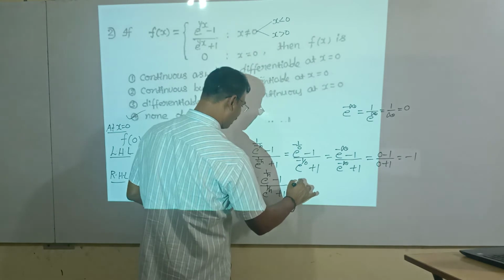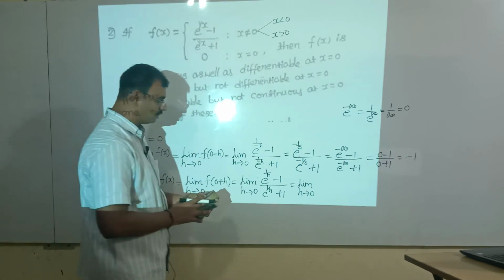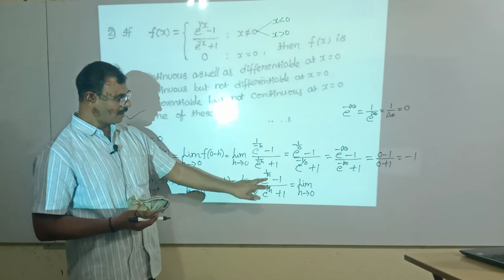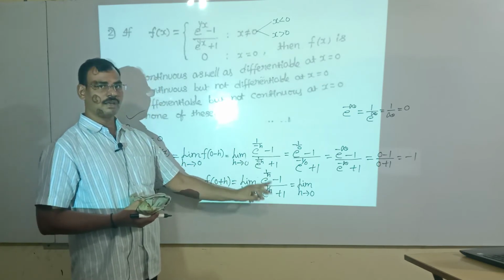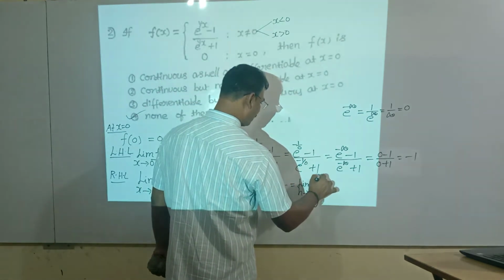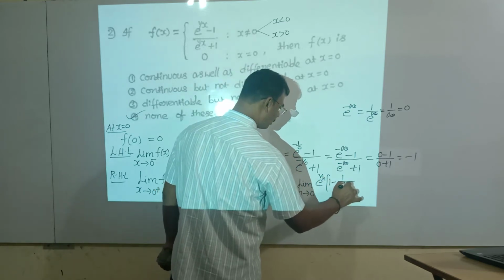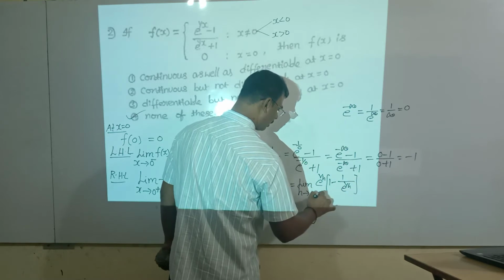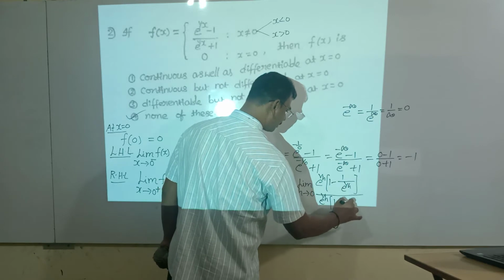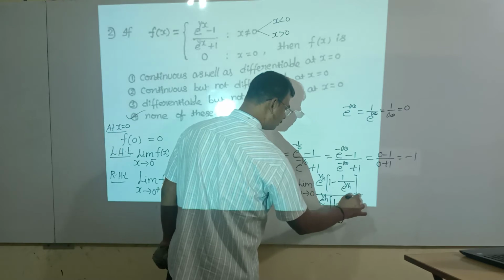Simply, I would write this value as limit h approaches 0, and take e raised to 1 by h common in both numerator and denominator. If I take e raised to 1 by h common in both numerator and denominator, this becomes 1 minus 1 upon e raised to 1 by h, divided by e raised to 1 by h into 1 plus 1 upon e raised to 1 by h.